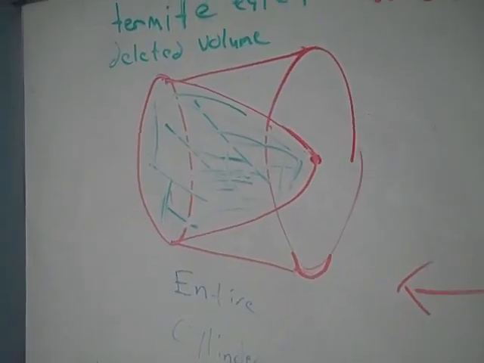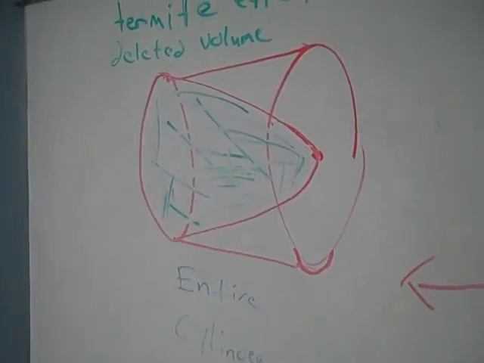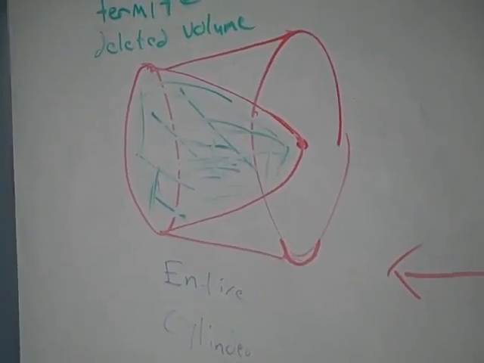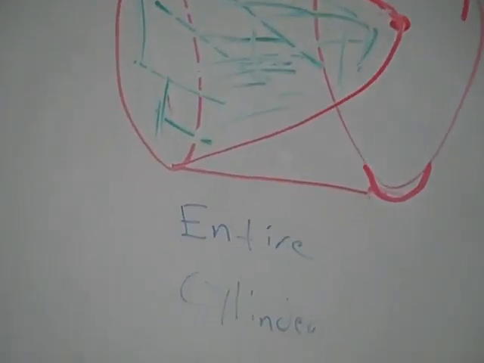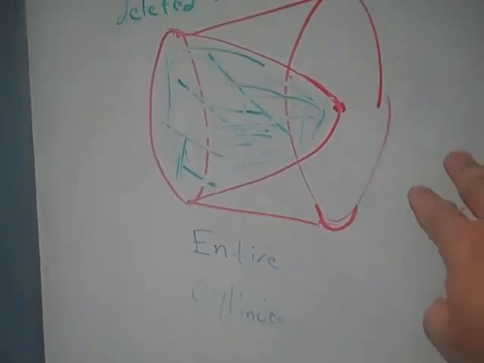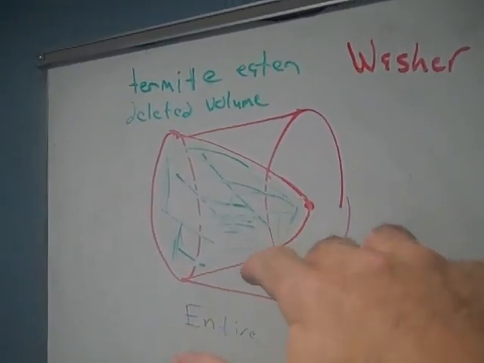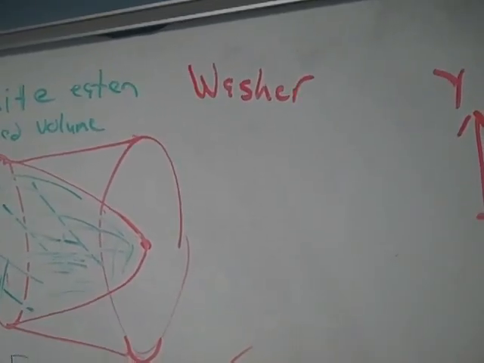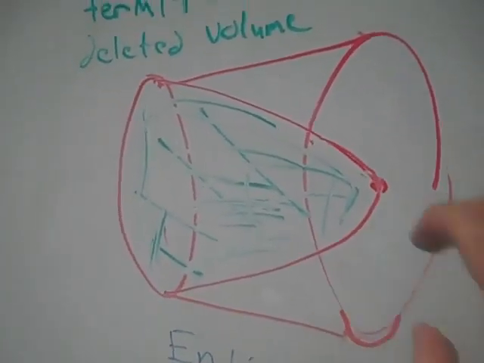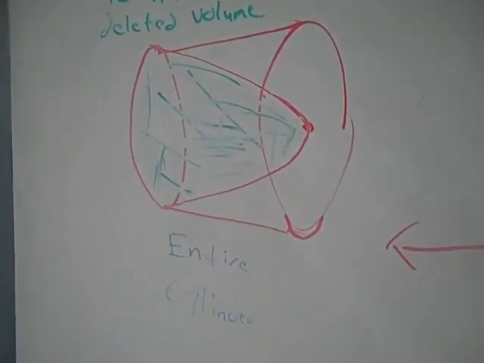You could think of it by a termite. And the green striped portion is what gets chewed out by this termite, or a welder, or however you want to think about it. So the entire cylinder is just the red piece, and the termite eaten deleted volume is the green striped part. Now we're going to use the method of washers to find the volume of the white portion that didn't get chewed out by the termite. We're going to do that now.